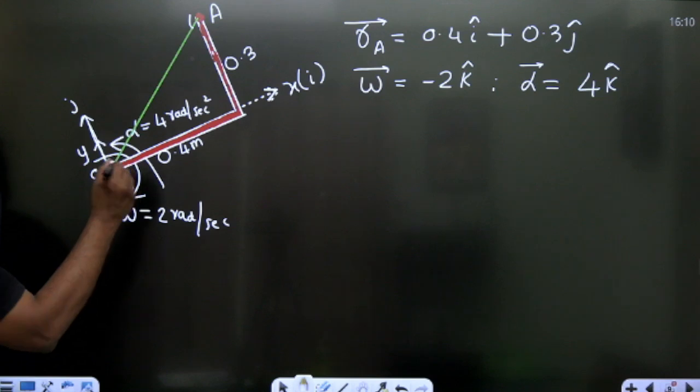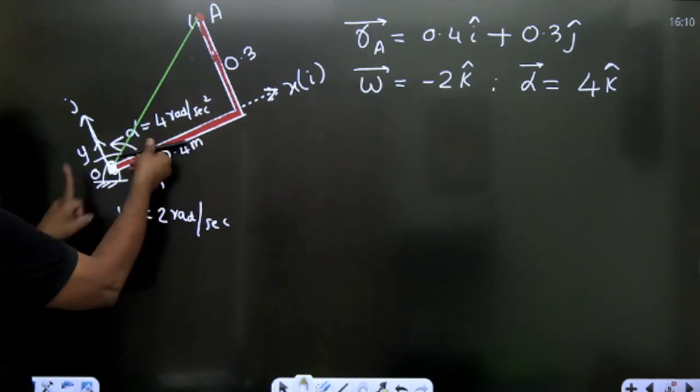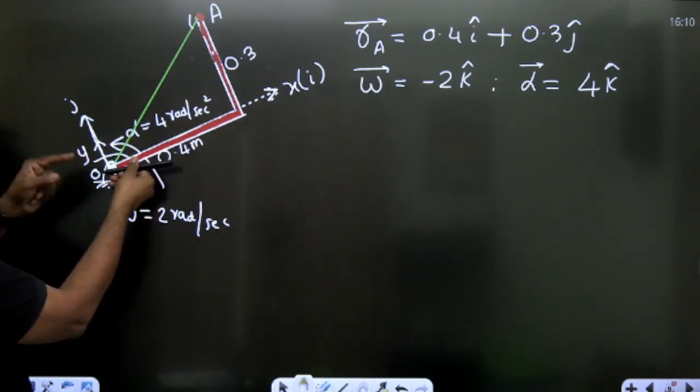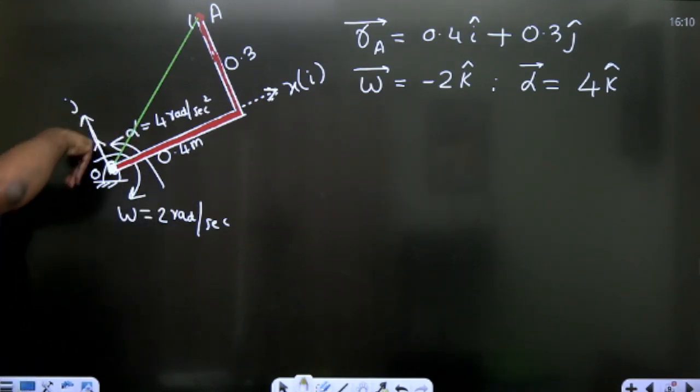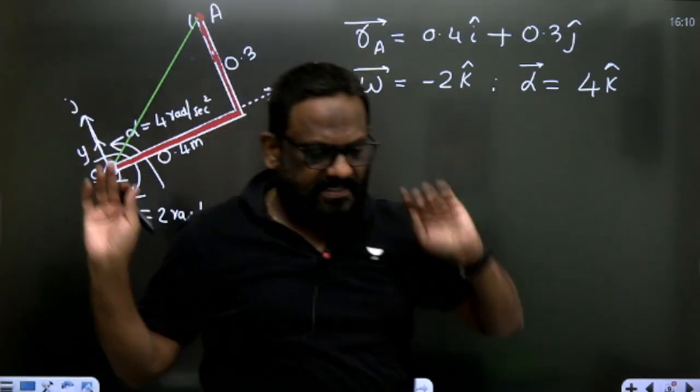The z axis is like this, perpendicular to both. It is x, it is y, and z is like this. So coming outward is plus z, going inward is minus z. Clockwise is inside, therefore it is minus. Clockwise is minus. Okay, sir.